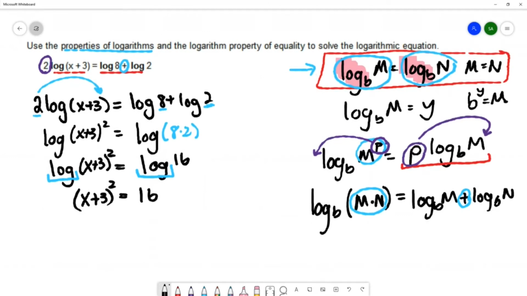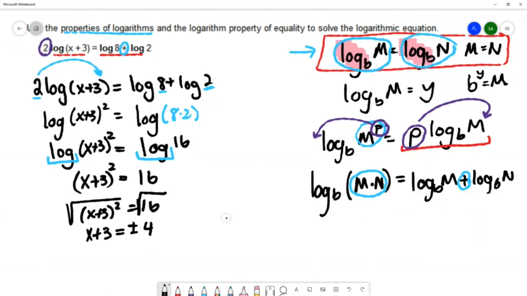So this is a quadratic equation. I'm going to get rid of the squared by square rooting both sides. The square and the square root cancel each other out, leaving me with x plus 3. I forgot the square root over here, square root of 16. We get plus or minus 4. And now I want to get x by itself, so I subtract 3. That gives x equals negative 3 plus or minus 4. So we've got two answers. Negative 3 plus 4 would be 1, and negative 3 minus 4 would be negative 7.